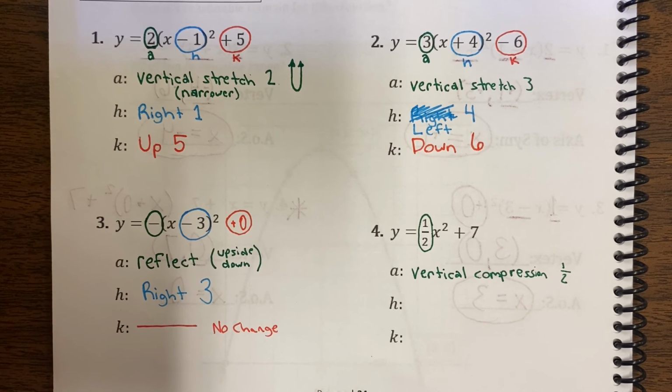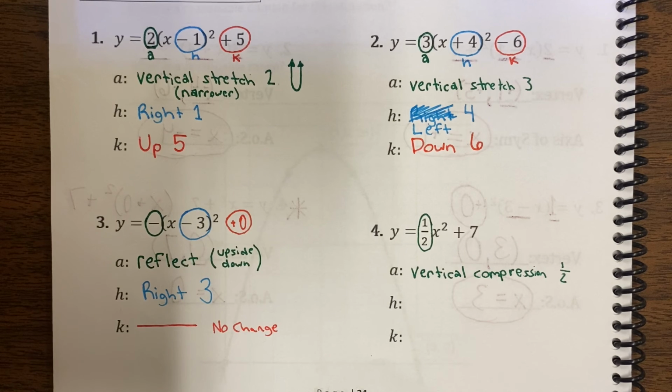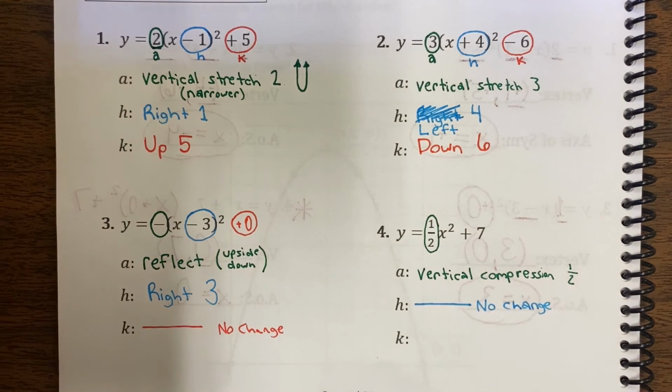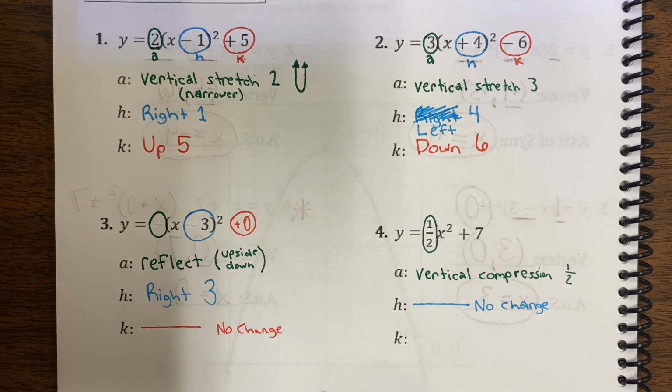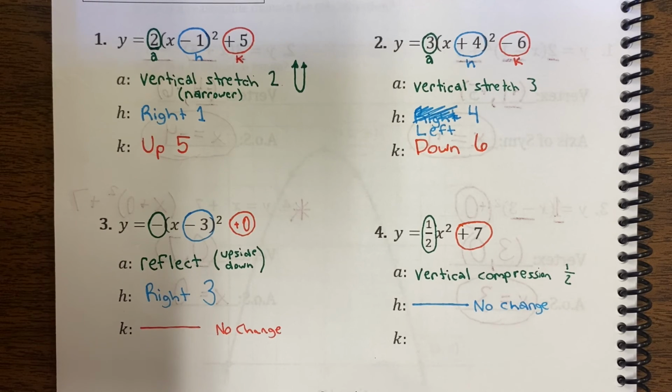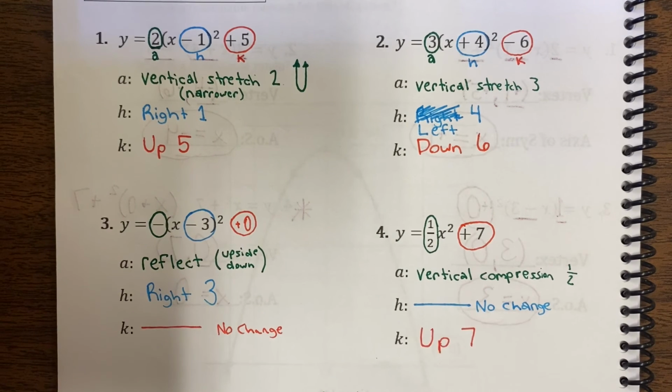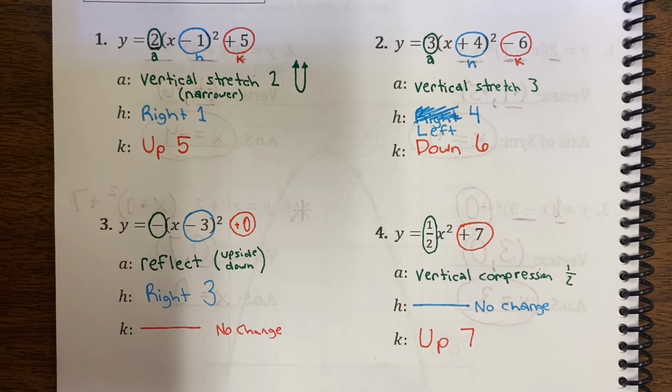The next thing I want you to notice is that there's no parentheses. Since there's no parentheses, that means that there is no H value. So since there's no H value, there's no change. And the last value we have is K, which is positive 7. Remember, K is the one that determines if we're going up or down. And since this one is positive, we're going up 7 units.